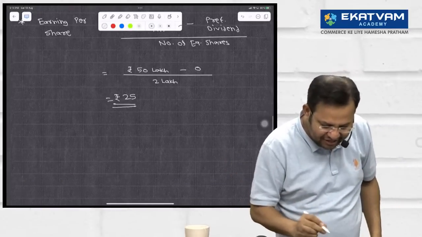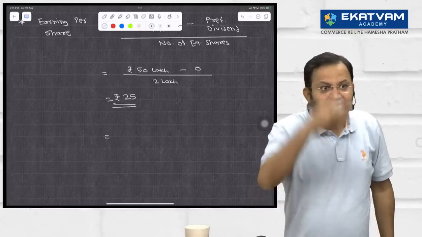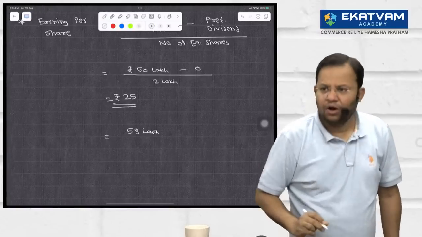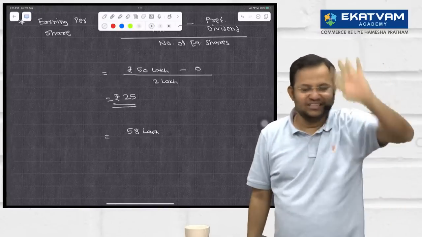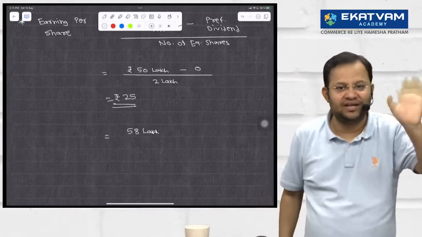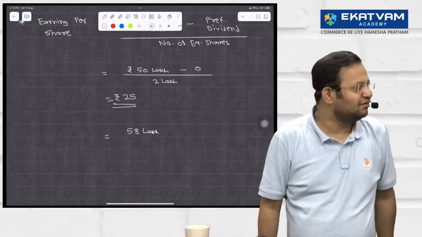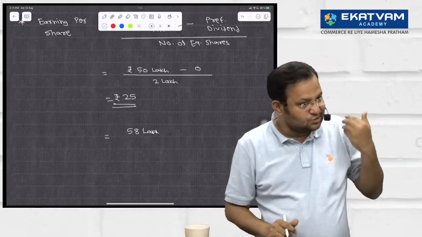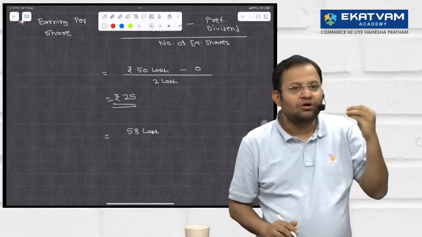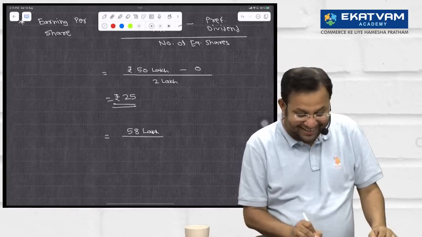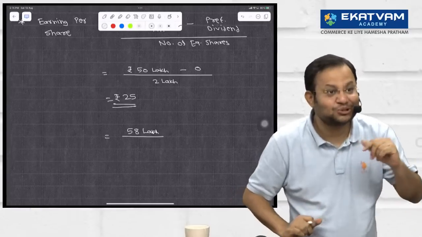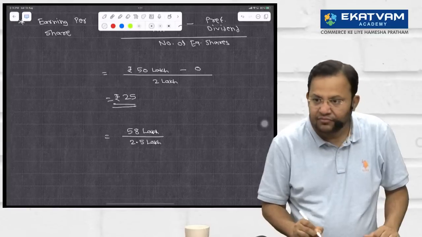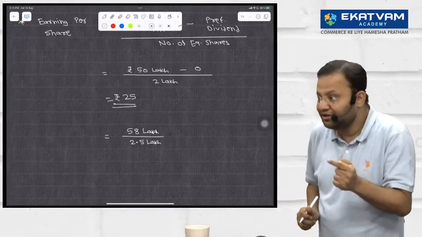I say 50 lakh will not be my profit. My profit will be 58 lakh. How come 58 lakh? Interest will go away, due to which your profit will change. Obviously. 8 lakh rupees was the interest. That interest is gone. Understood? But the number of shares, which was 2 lakh, might become 2.5 lakh. Why 2.5 lakh? Because you converted debentures.